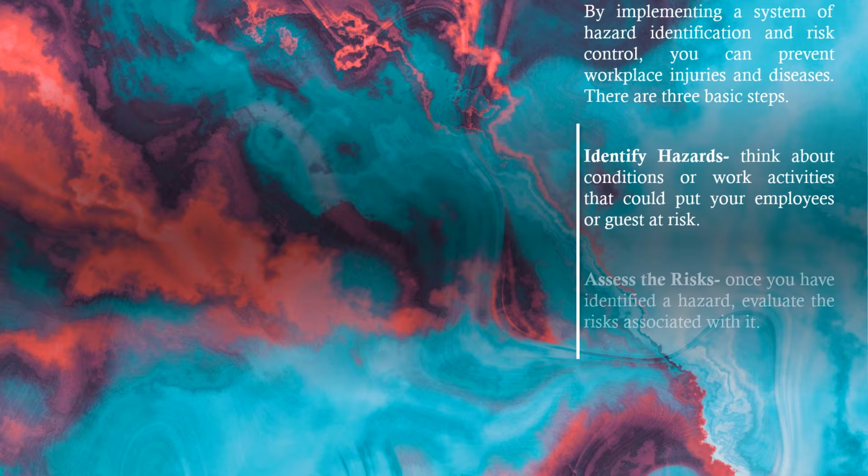Next, we have assess the risk. Once you have identified a hazard, you need to evaluate the risk associated with it. We must evaluate how likely they are to happen and how serious the outcome would be. For example, raw chicken juice dripping onto the salad ingredients poses high risk because it can cause food poisoning like salmonella.